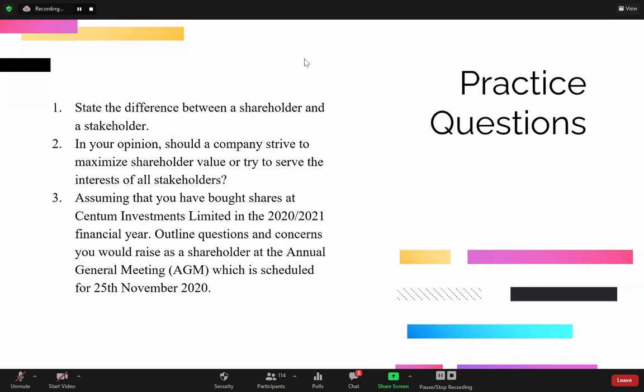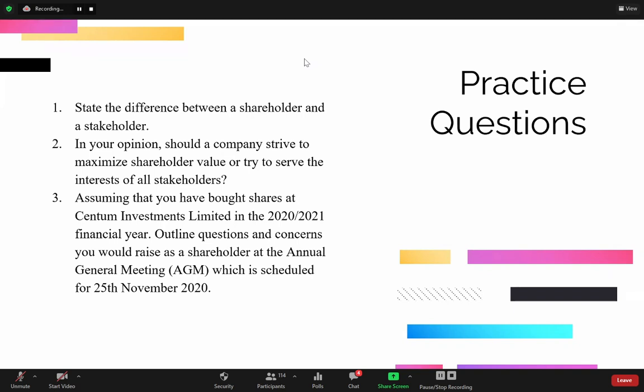VJ has given us a comment. A shareholder is a person or institution who holds shares or stock in an organization, while a stakeholder is a person or party that has an active role in the company's project.